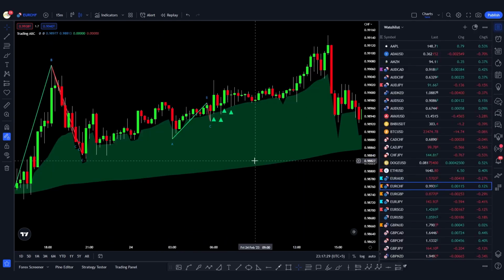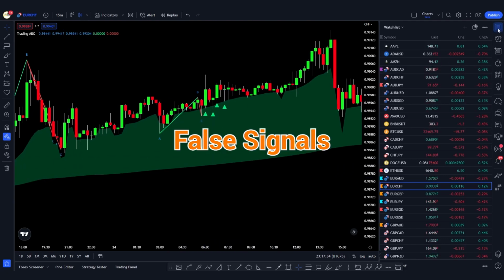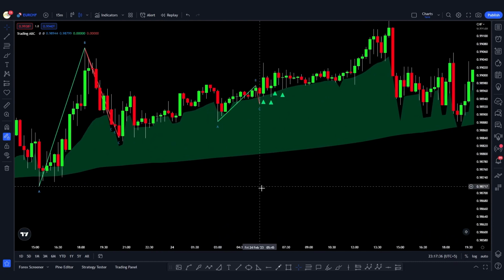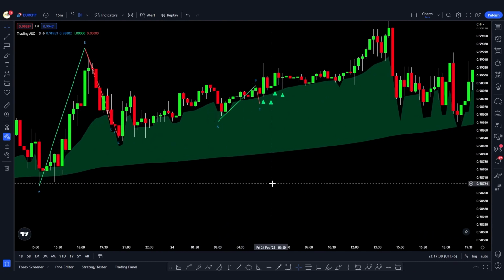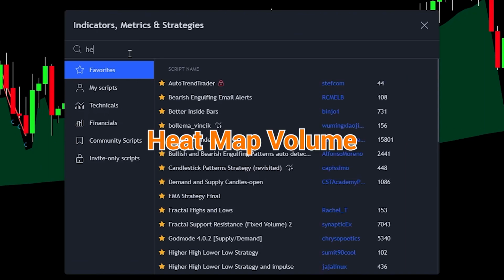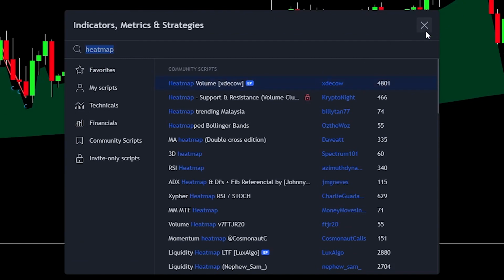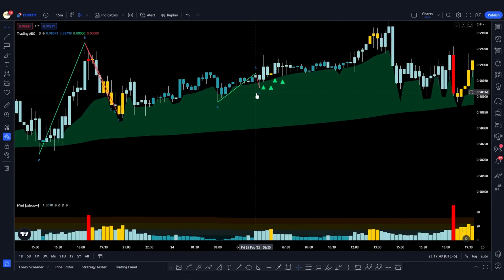I would not recommend you to use this indicator on its own because it does give a lot of false signals, and in order to avoid the false signals, I would recommend you to use it along with any confluence. For example, we can go ahead to the indicator tab, and here we can search for heat map volume indicator, and using this volume we can take more confirmed entries and increase the win probability of our trades.